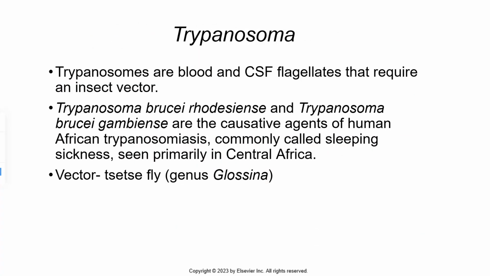Trypanosoma. Trypanosomes are blood and CSF flagellates that require an insect vector. Trypanosoma brucei and Trypanosoma brucei gambiense are the causative agents of human African trypanosomiasis, commonly called sleeping sickness or African sleeping sickness, seen primarily in Central Africa. The vector is the tsetse fly.